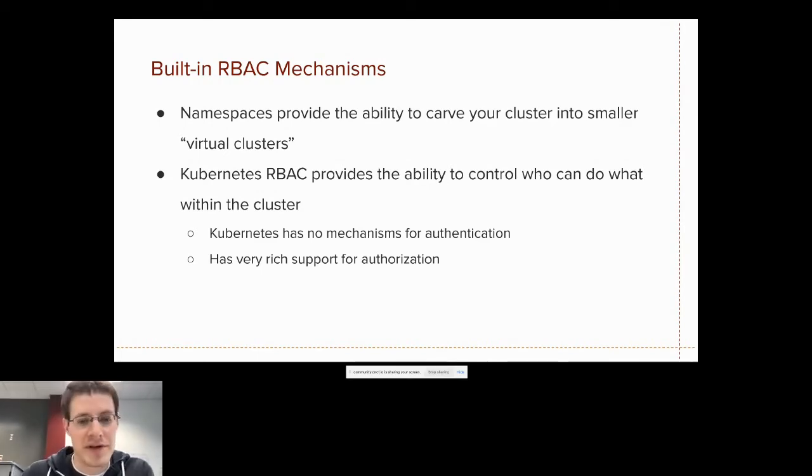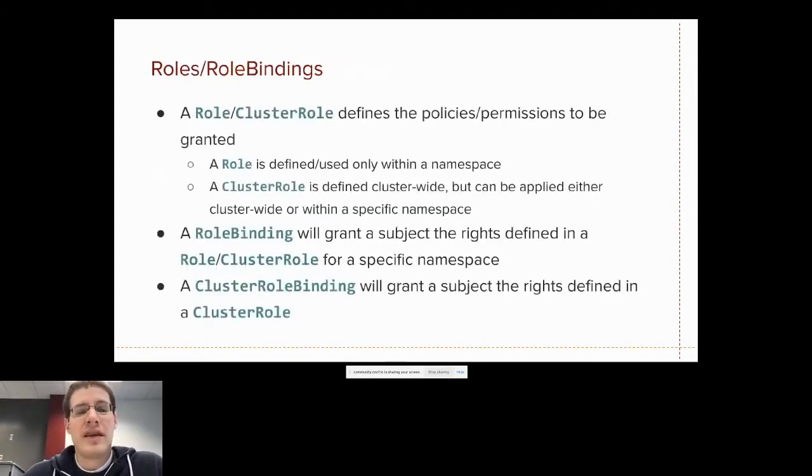And again, that's a whole different discussion, but it has very rich support for authorization of what you're allowed to do. The way that it does that is using roles and role bindings. And then there's also cluster roles and cluster role bindings, which we'll talk about here as well. So a role, simply think of it as the permission set. It's the policies and permissions, the operations you're allowed to perform. On the next slide, we'll see an example of one actually being defined.